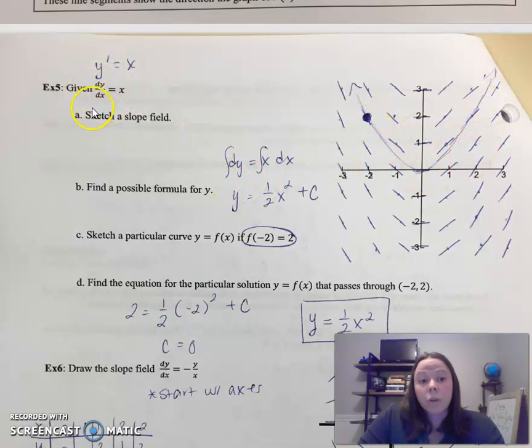But this is one that you can actually solve. So move the dx over, do the integral of both sides, and there it is. There's our parabola. Okay. But the problem is there are some differential equations that you can't solve, and you need the visual to see what's going on.